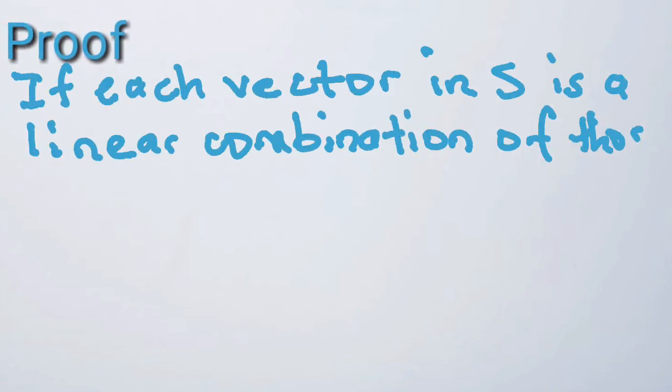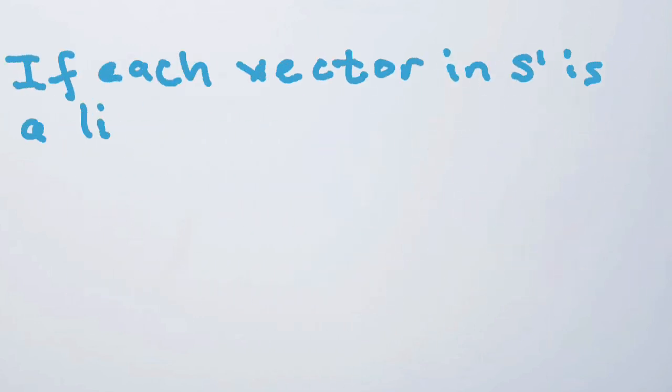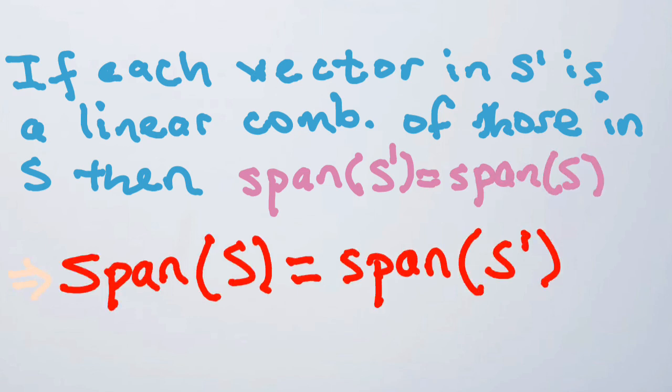If each vector in S is a linear combination of those in S prime, then span S is a subset of span S prime. Conversely, if each vector in S prime is a linear combination of those in S, then span S prime is a subset of span S, implying that span S equals span S prime.